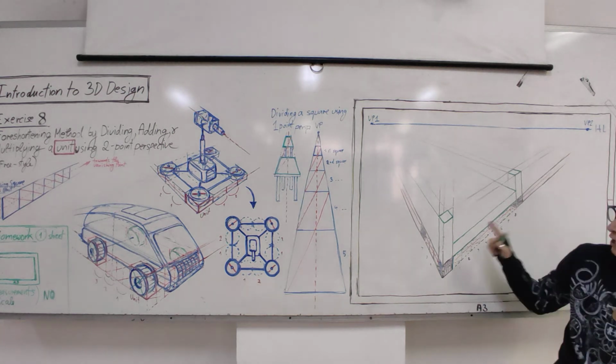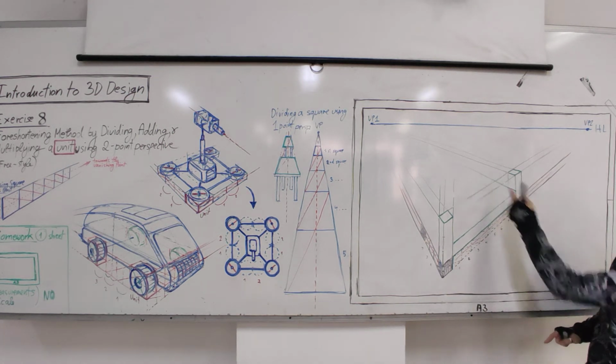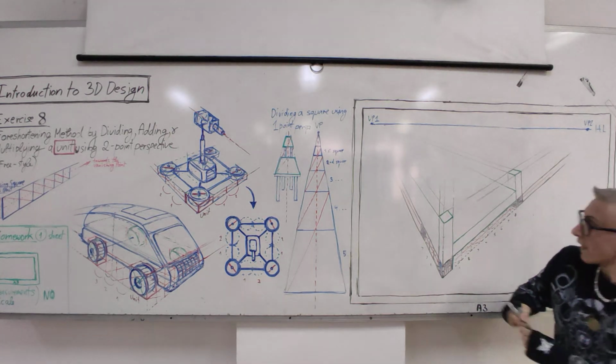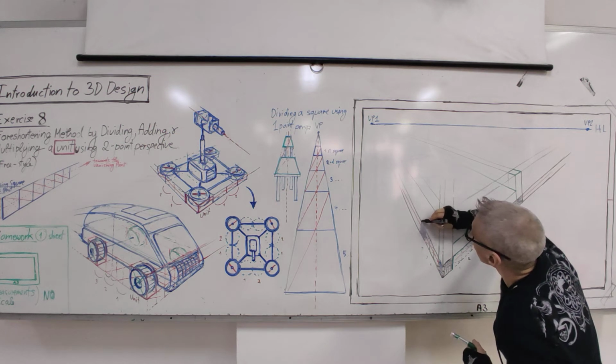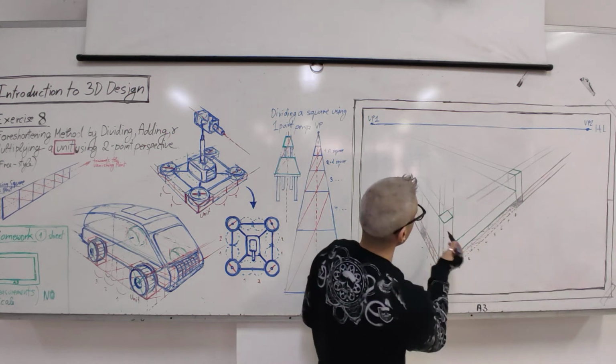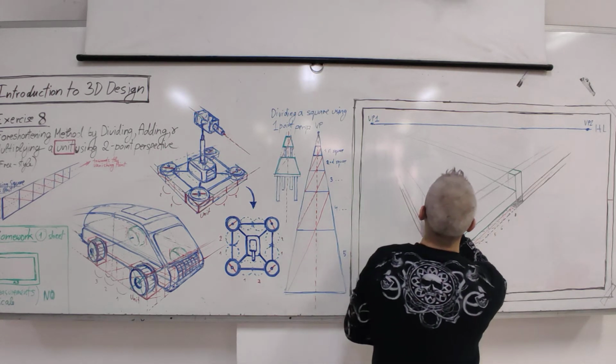Okay. Now, we have a third one here. We have 1, 2, 3, 4 at the back, okay? So this one, we also need to put it up. This one up. This one up. Where will it touch this line? Here and here. So we will take it to the other vanishing point.